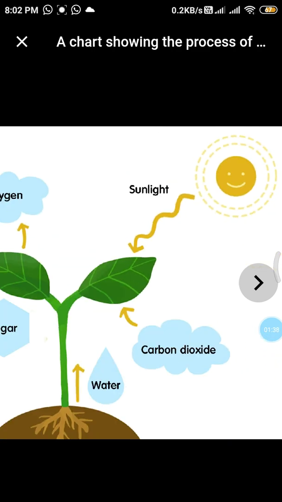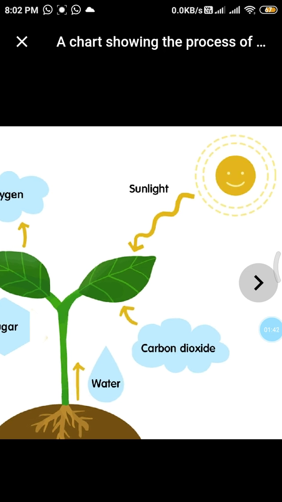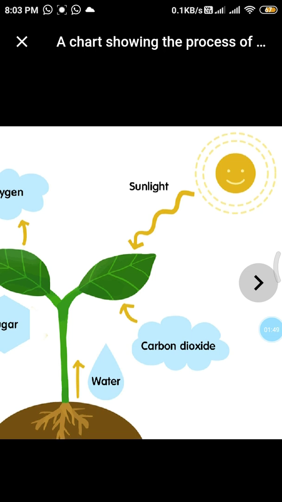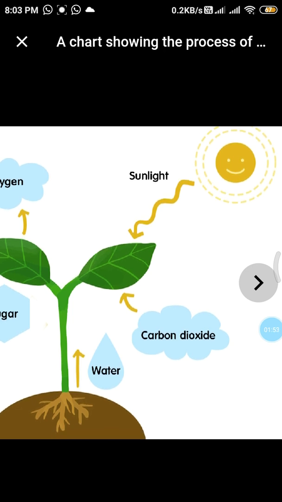And they are also using light from the sun. That's why plants can grow only under sunlight. If sunlight is not available to them, the plants stop growing. So they are taking light from the sun.